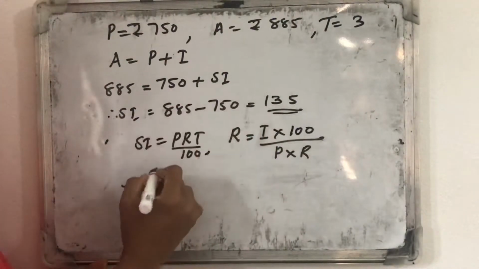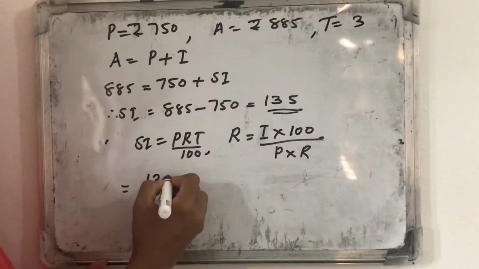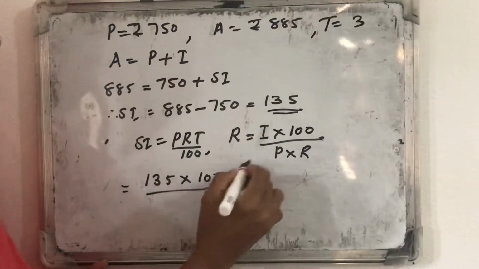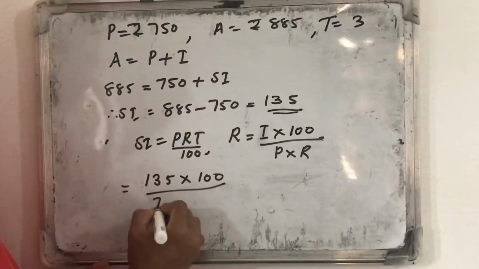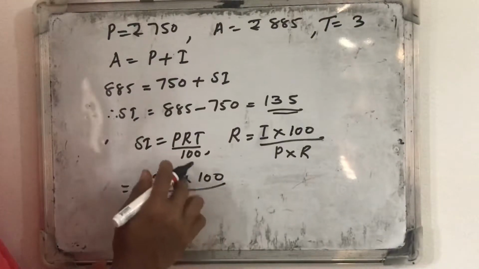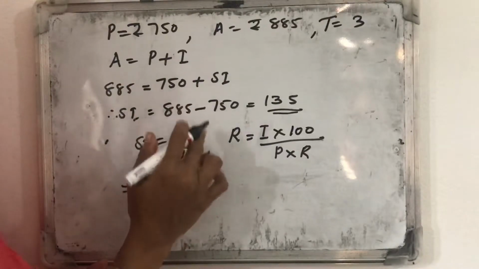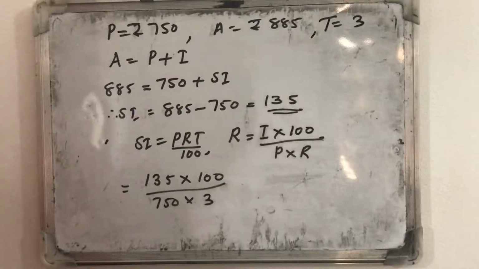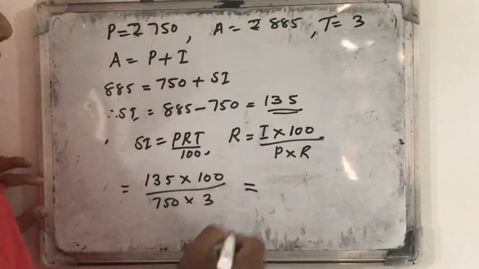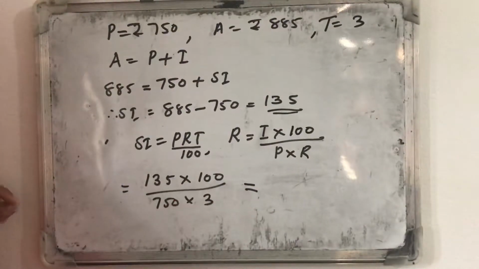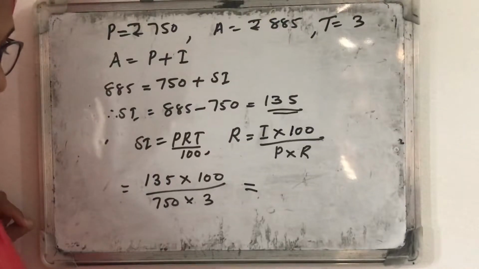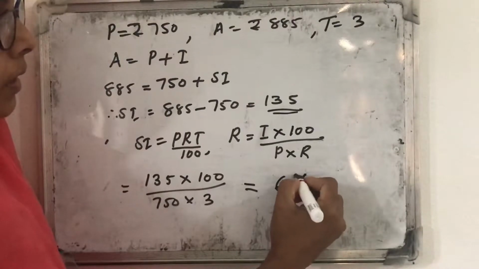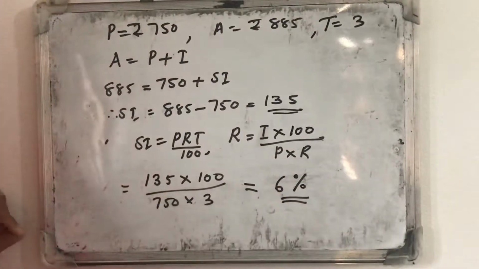I we got 135. Okay, 135 into 100 divided by P, which is given as 750, and time is given as 3. Doing this calculation, you will get the answer, 6. So if it is the rate of interest, we can give it as 6%.